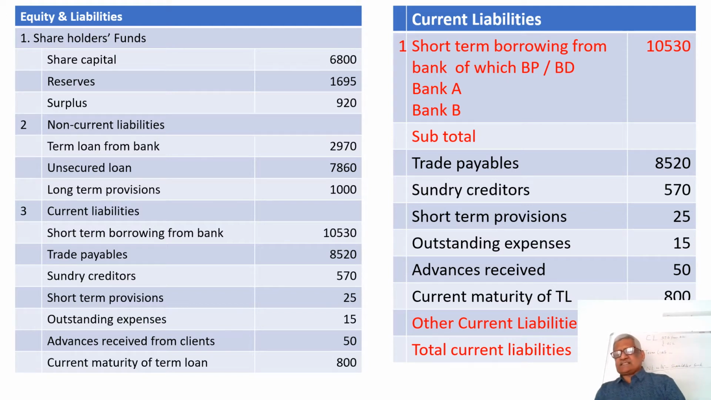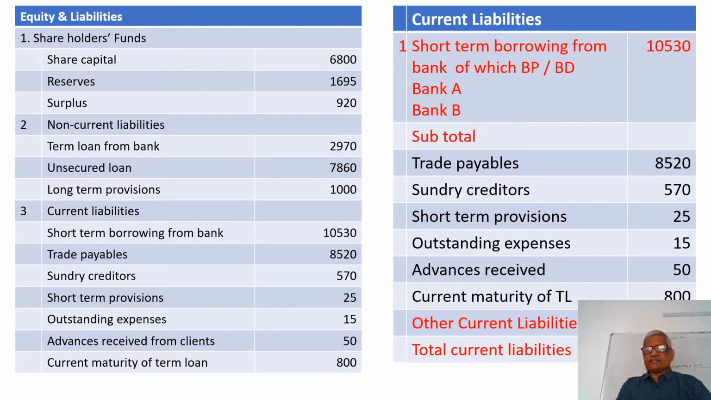And outstanding expenses and expenditure which is not paid but payable. It has become due for payable but not paid during the last 1 year. And any advances received from clients along with the order, when I am getting an advance from the client. Current maturity of the term loan: the term loan outstanding here is 2970 plus 800. That is actual outstanding as on 31st is 3770, of which 800 becomes payable in the next 12 months. That is the reason why we take it out and show it as a current liability.